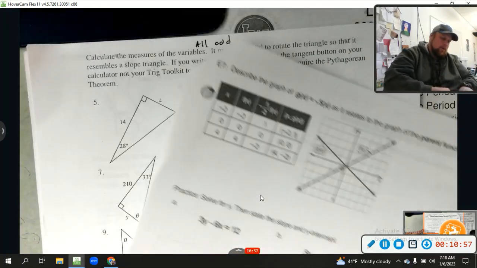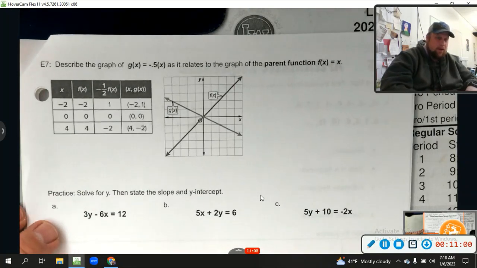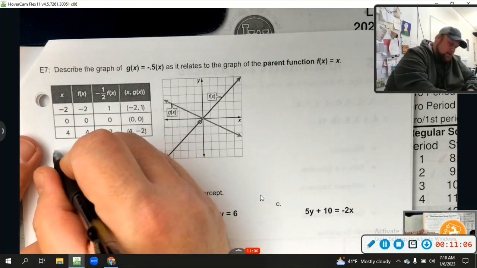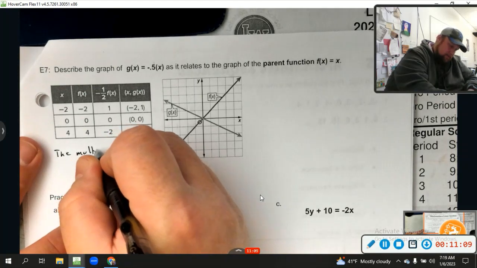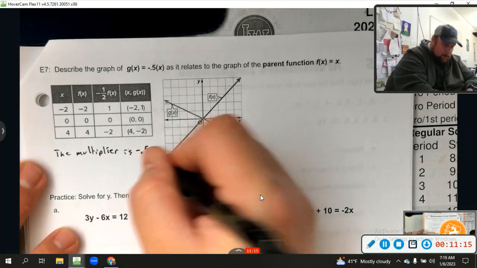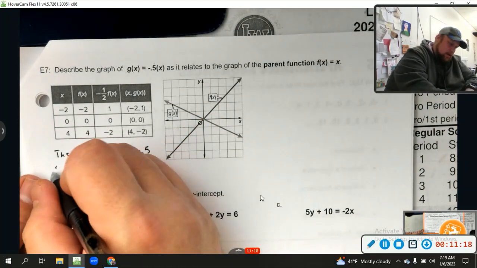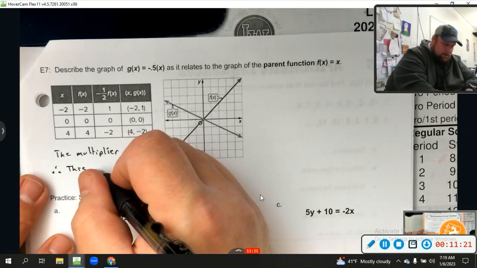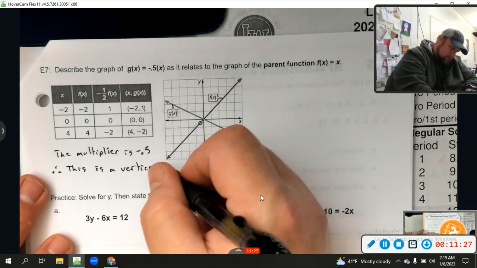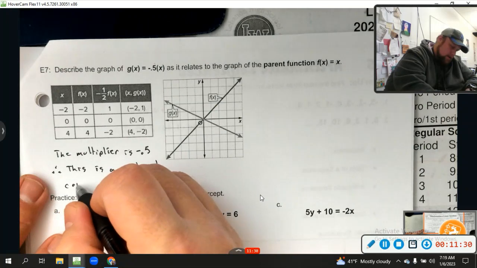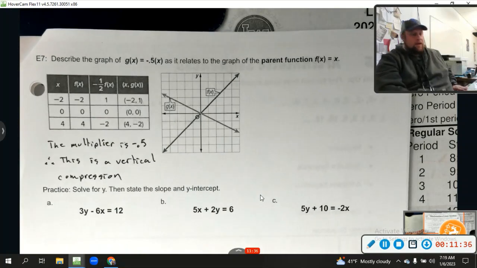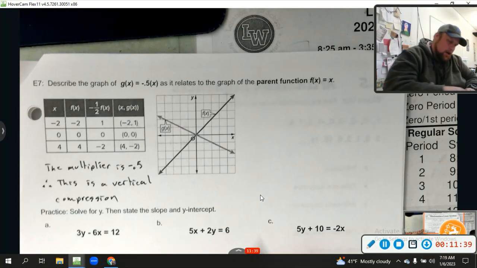I want to say that because over here we're going to have the opposite. We're going to have two things going on right here. One, notice this is -0.5. So the multiplier is -0.5, right? Therefore, this is a vertical compression. But really, two things are going on right here. We're having two effects on this. So I want to talk to you about what that is.